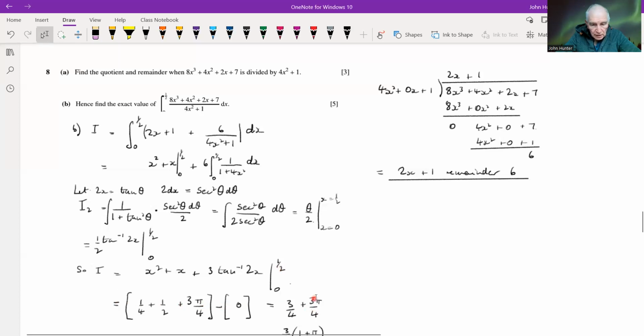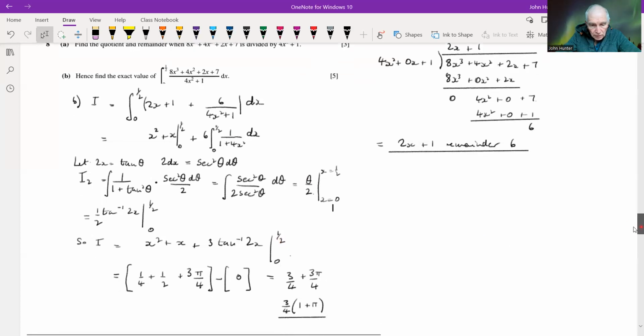Just be careful with your signs. We're going to end up with 3/4 plus 3 pi by 4, or you can change that to look like that if you wish. So a bit of a messy thing, really. Very often these integrations are where we've got substitutions. This one is particularly messy, but in terms of the principles, not really too difficult, but one has to be a little bit careful with the process. Easy to make mistakes.